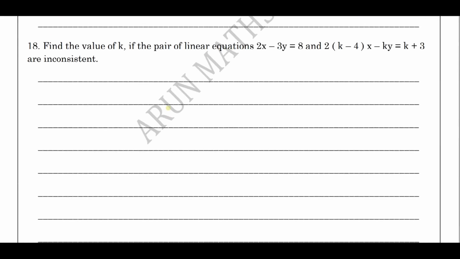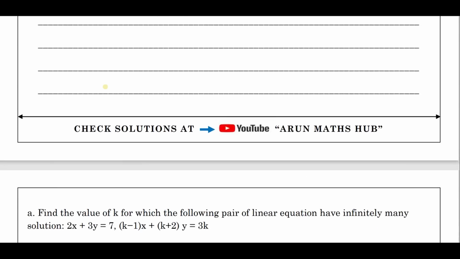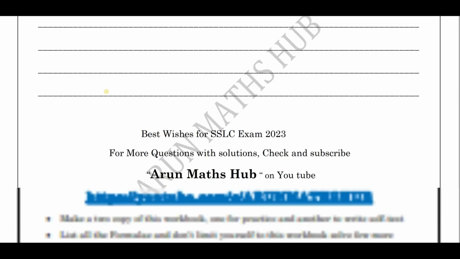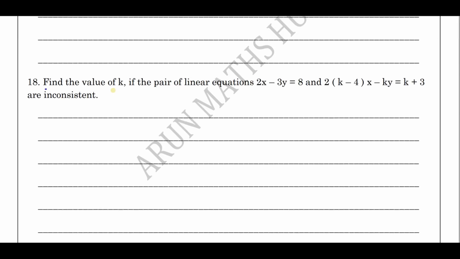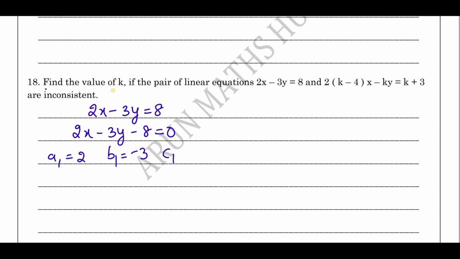Now, this question has been asked in one of the examinations for 2 marks and also in the preparatory. Based on this, we have got one question. Dear students, here they have given the first equation as 2x minus 3y equals 8. Now convert it into the standard form: 2x minus 3y minus 8 equals 0. What is a1? a1 equals 2, b1 equals minus 3, c1 equals minus 8.